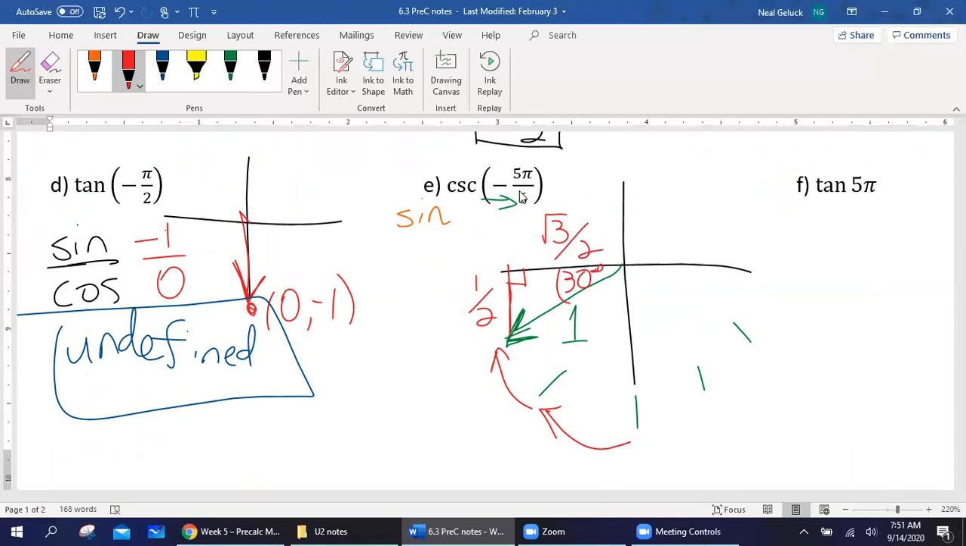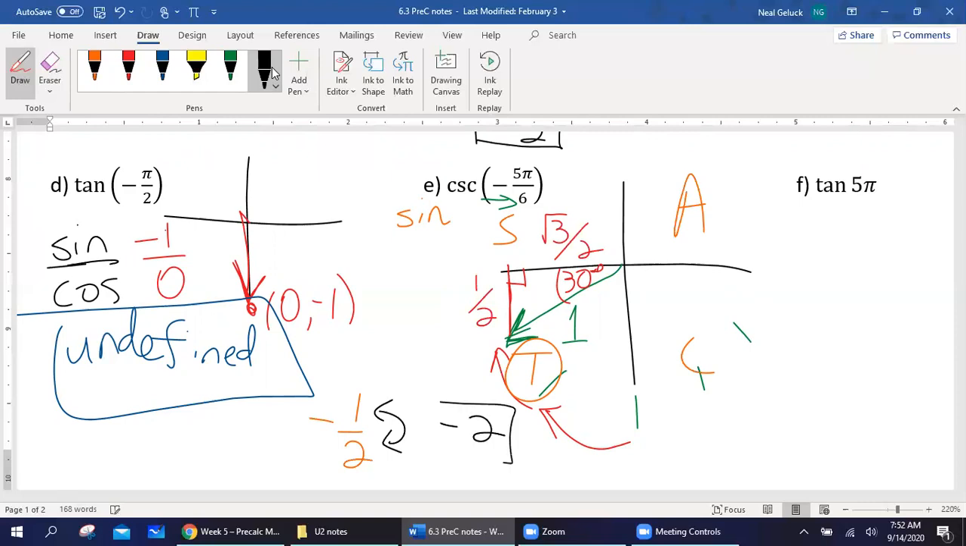Again, I'm running this as if I was finding the sine. The sine would be, all students take calculus, only tangent's positive down here, so the sine would be -1/2. Now the last thing I have to do is, oh wait, I want cosecant. So take that fraction and flip it, and your answer would be -2.